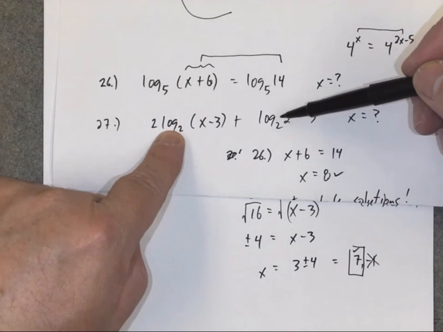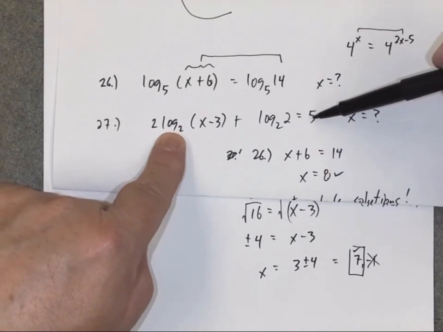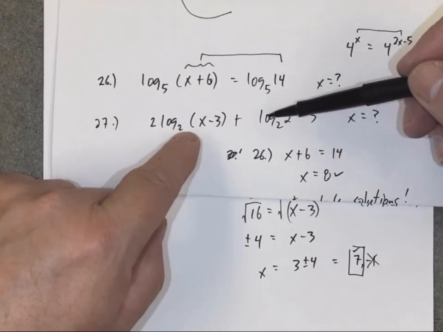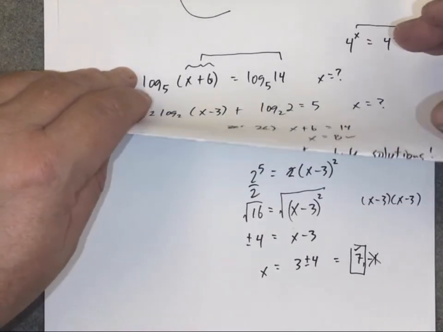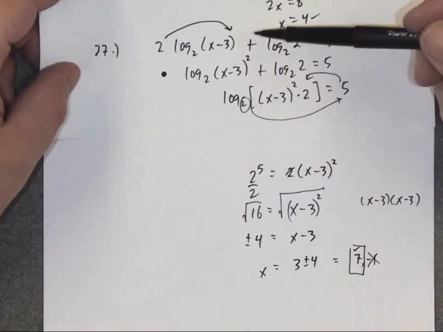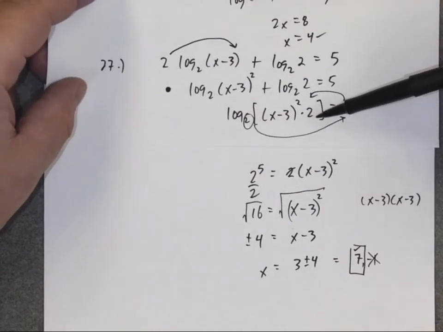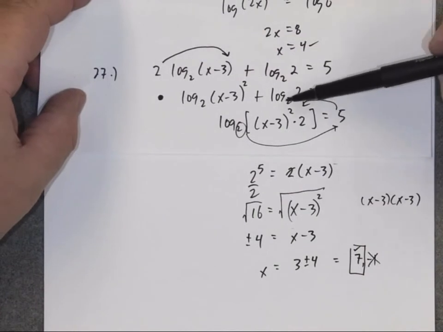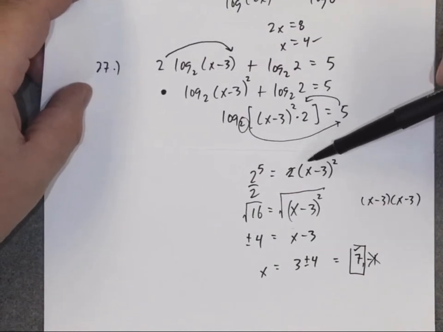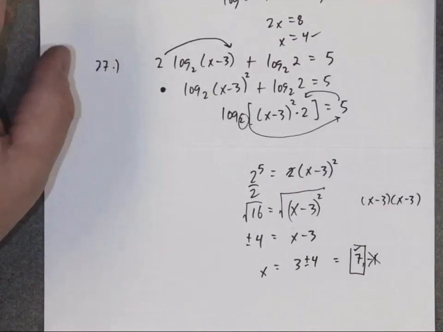27, 2 log terms and a number. So you got to make sure the log terms are on the same side, the number on the other side. Combine the log terms, which we did here. And then you end up with a log term equals a number. Convert the log term into an exponential equation, and then you can solve it.